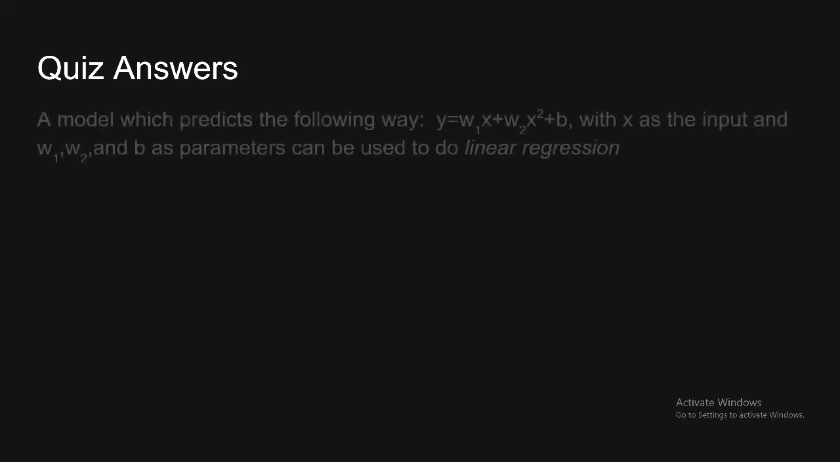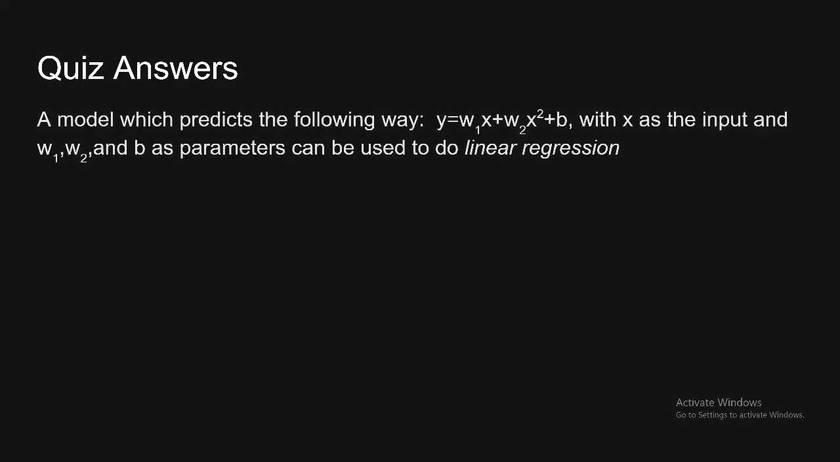So number 1, a model which predicts the following way: y equals w1x plus w2x squared plus b, with x as an input and those as parameters, can be used to do linear regression. How many people said true? How many people said false? Congratulations, minority. So this is in fact false.